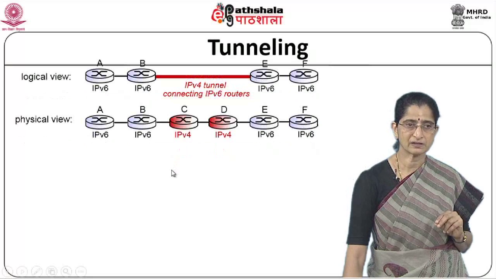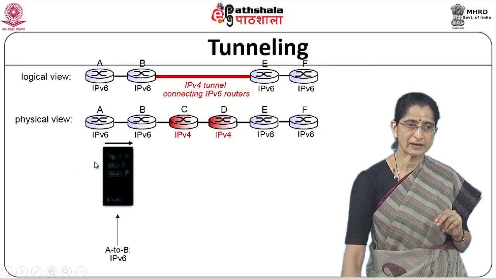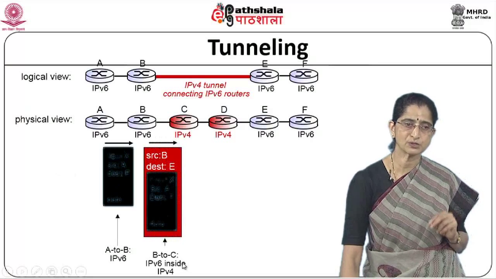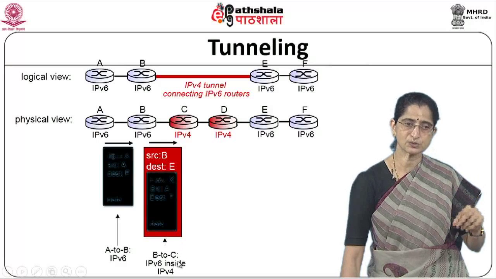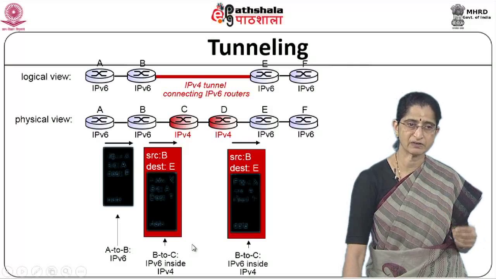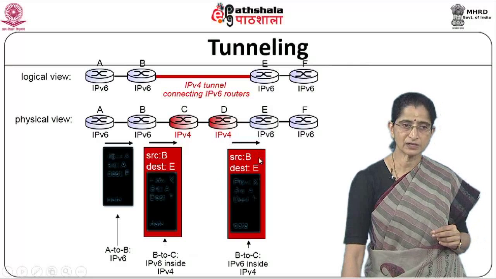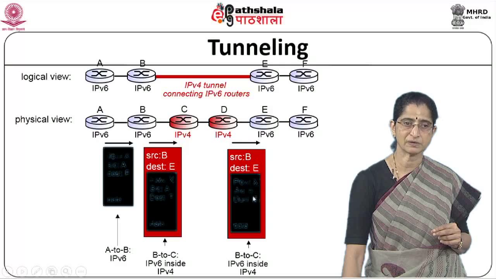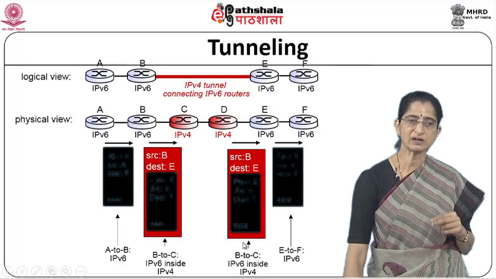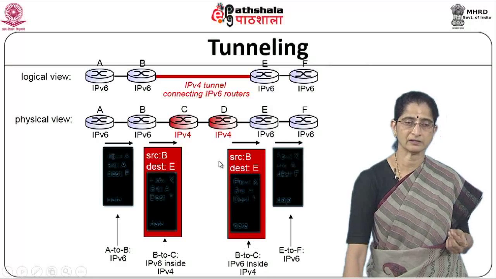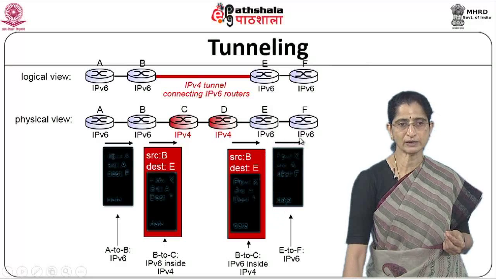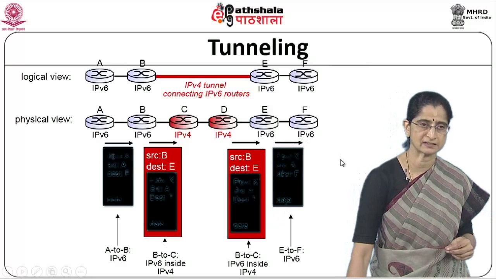So when a packet comes in from A to B, it is an IPv6 packet. That will be sent out from B to C as a tunnel packet, that is you will have v6 inside v4. So what goes from B to C to D is v4, and when it goes from D to E, you can see that the source will be B, the destination will be E, and this is v6 inside v4. Now E will remove the outer header that you have and send out the v6 packet to F. So this is basically how the tunneling gets done.